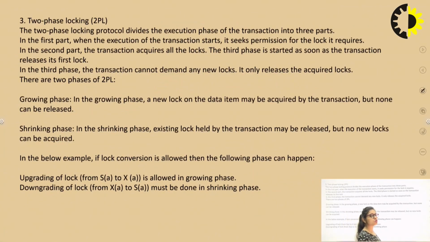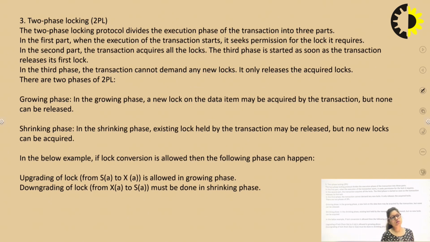The third one is the two-phase locking protocol. This protocol divides the execution of a transaction into three parts. The first one is where the transaction starts; it seeks permission for the locks it requires. The second part is where the transaction acquires all the locks. The third phase starts as soon as the transaction releases its first lock. In the third phase, the transaction cannot demand any new lock.